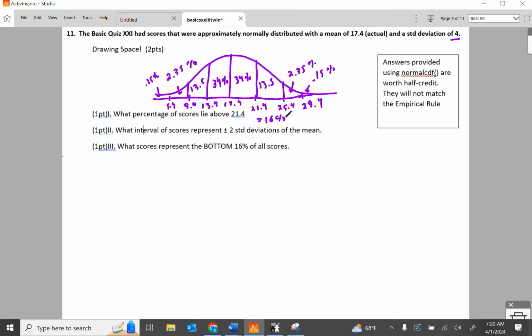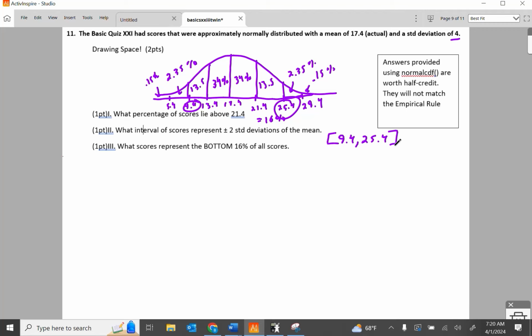What interval of scores represent plus or minus 2 standard deviations of the mean? If you go left 2 standard deviations, you're there. If you go right 2 standard deviations, you're there. So scores that are between 9.4 to 25.4. That would be an interval.